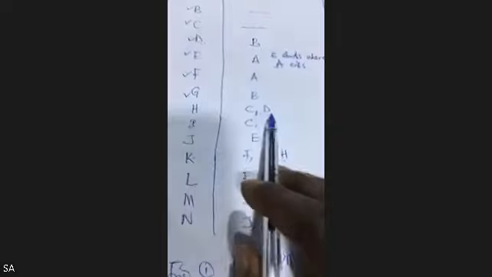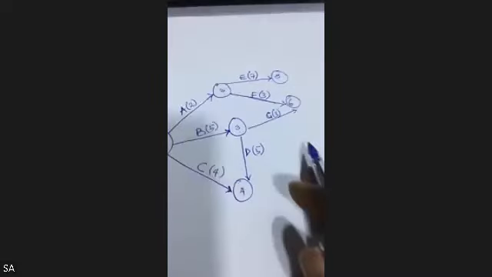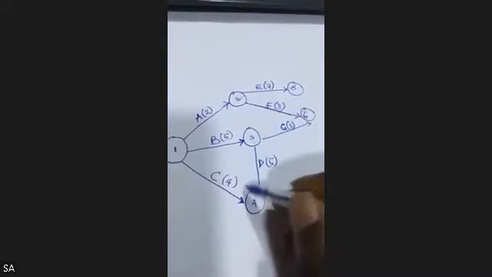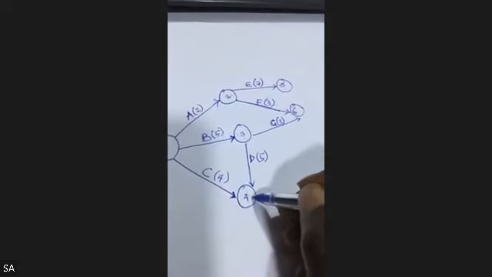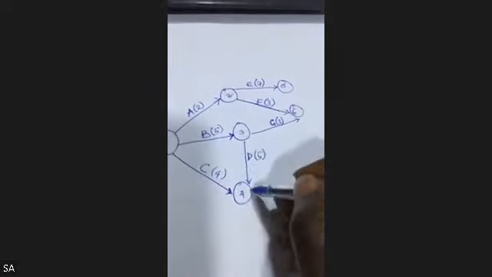H starts where activities C and D must have ended. So C and D precede H. This must have happened before this happened. So I'll go to where I have C and D. This is C and D. Please pay attention. We have C and D here, and they must precede H.